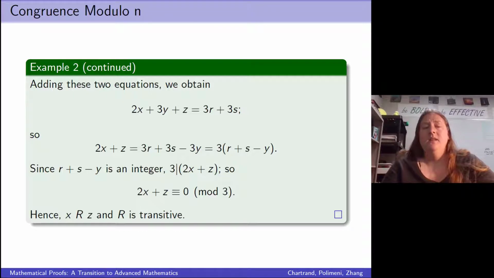So then we know that 2x plus z equals 3r plus 3s minus 3y, or 3 times the quantity r plus s minus y. Since r plus s minus y is an integer, then 3 divides 2x plus z, or 2x plus z is congruent to 0 mod 3. Therefore, x is related to z, and our relation is transitive.